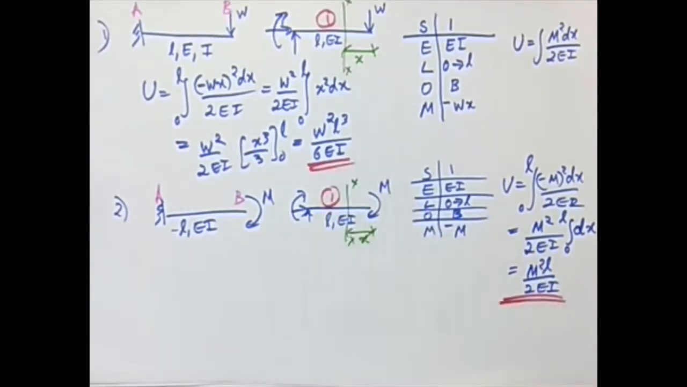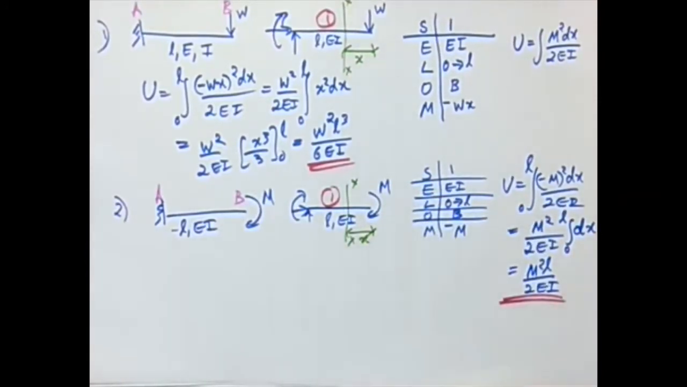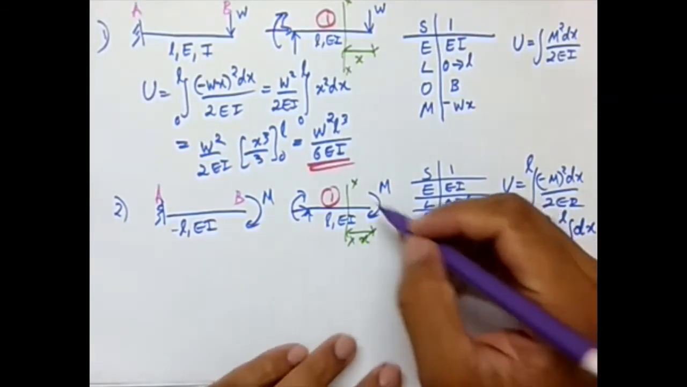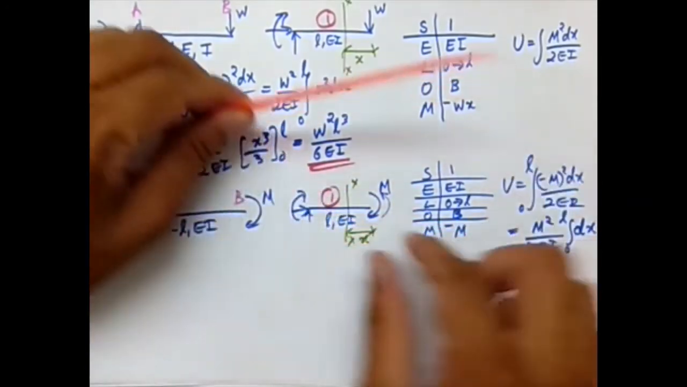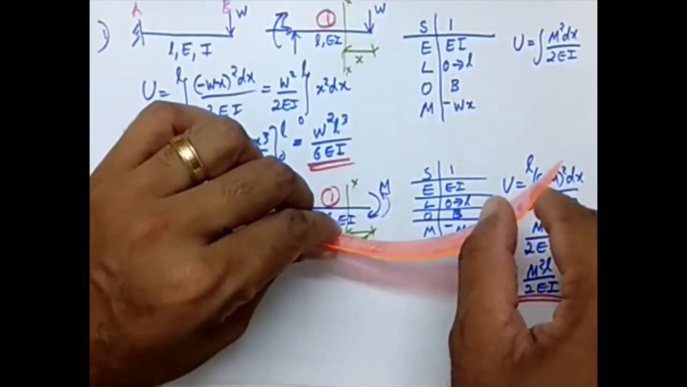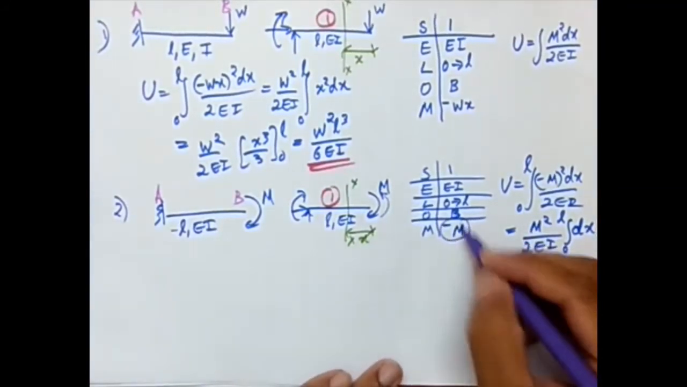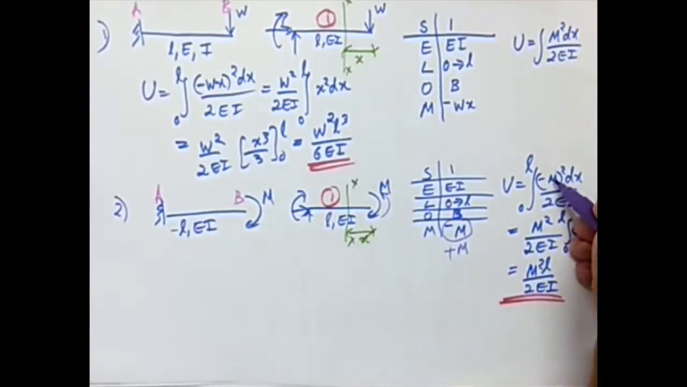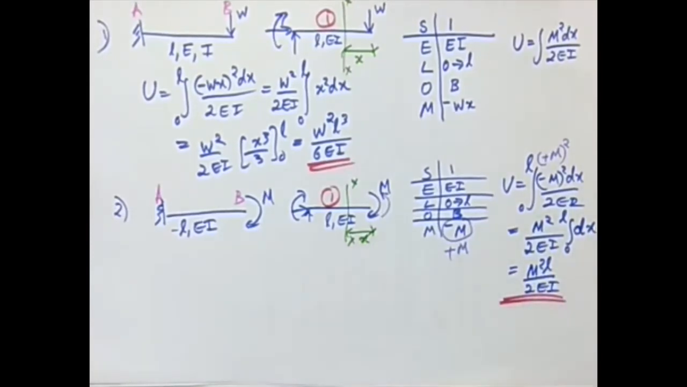So I'm considering the third case within this one itself. If the moment was something like this, instead of this, then it is in this direction, and when I apply it, it's sagging. Sagging is positive, so this minus M becomes plus M. So here also it becomes plus M whole square. Will there be any change for the value? No, the value remains the same. So whether it is clockwise or anti-clockwise, I'm going to get the same value for strain energy.